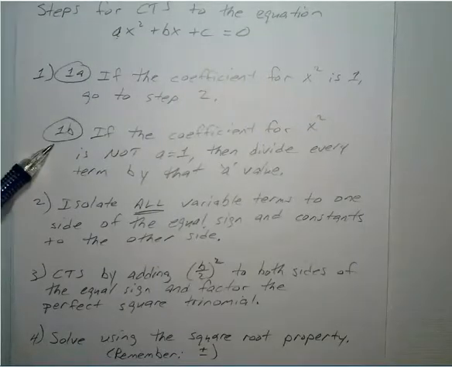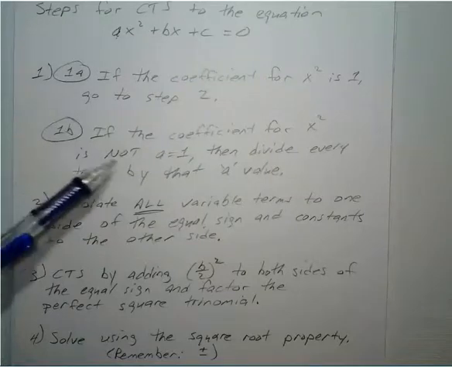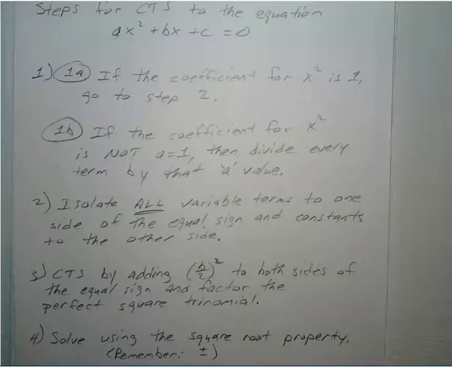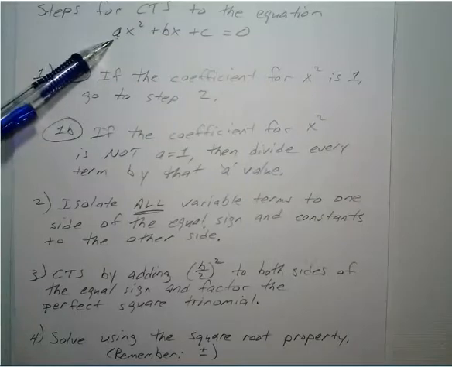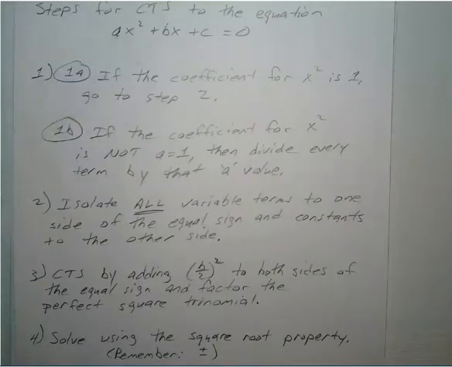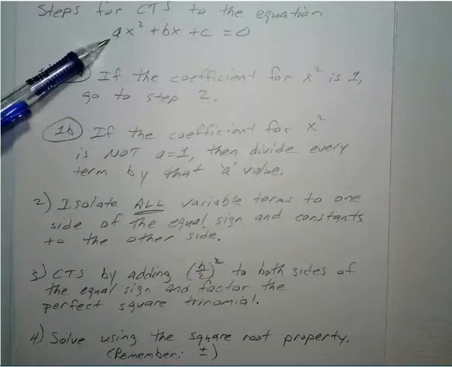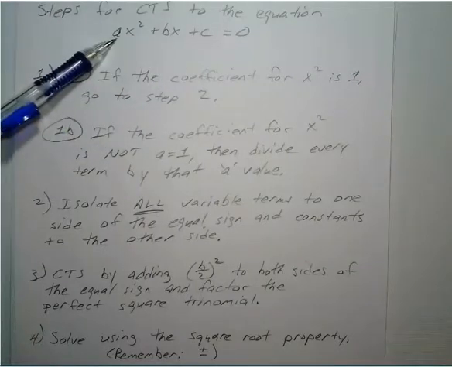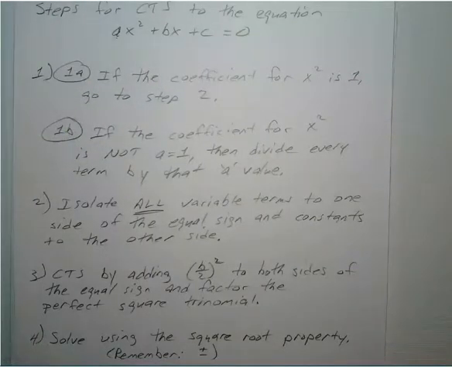Now, if your coefficient of x squared is not 1, let's say 2x squared, then you're going to divide every term by that a value. So if that's 2x squared, you divide all of those terms by 2. If that's 7x squared, you divide every term by 7. Whatever is in front of that x squared, you divide all the terms by that value.